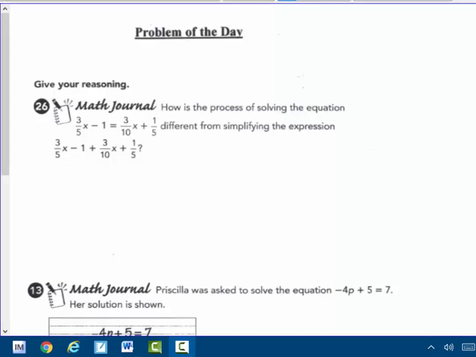Today's video starts on page 29 with a problem of the day. It says, give your reasoning. So you're going to explain and reason through these.